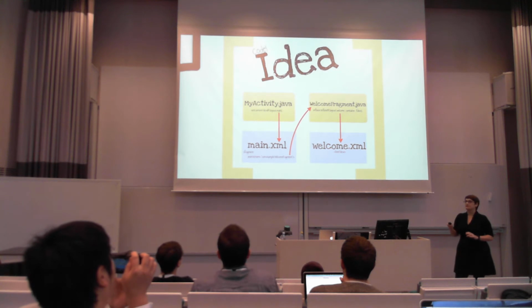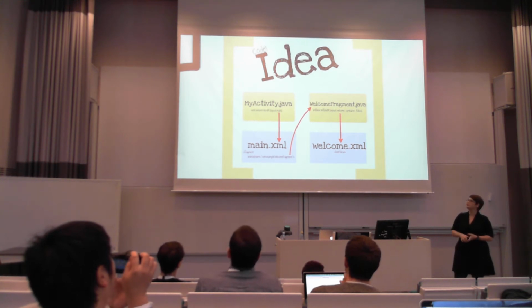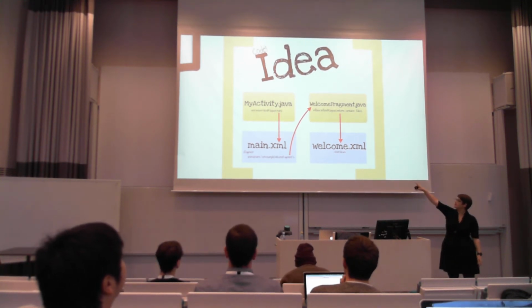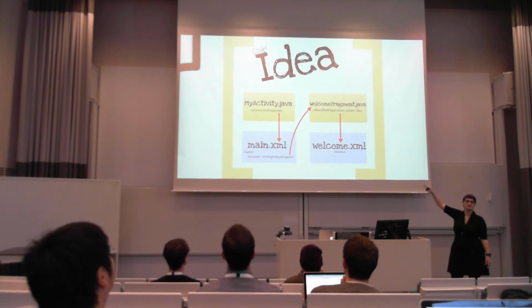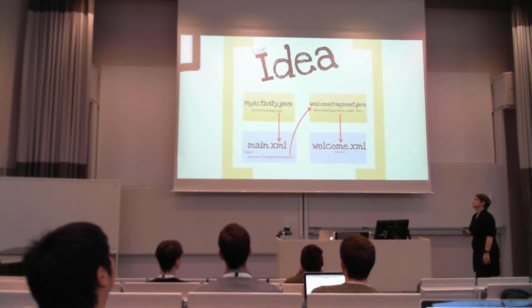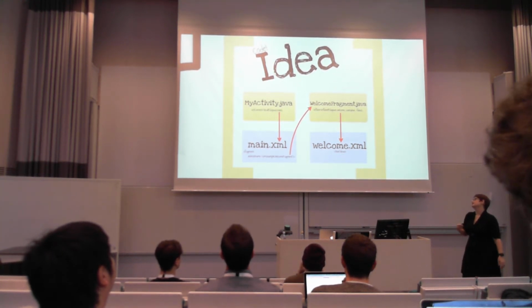So the idea here, if you haven't done them before, normally with the activities, you would just have my activity at the top left, and it would directly point to this welcome XML at the bottom. There would be no fragmenty things there. It would just be those two things. So you're adding a layer in the center, basically.